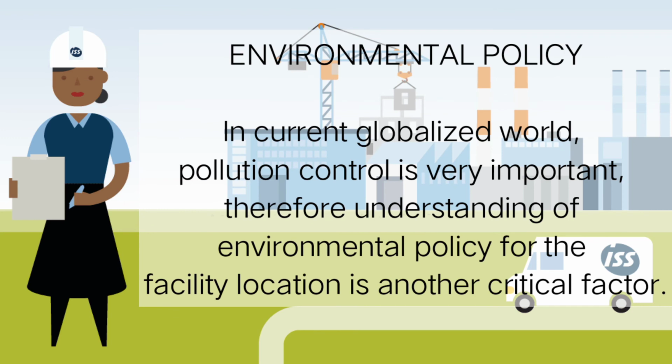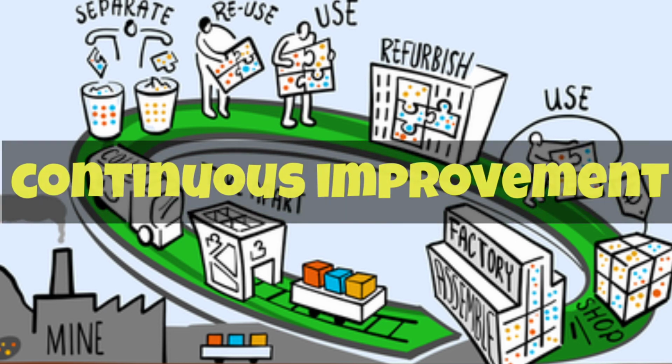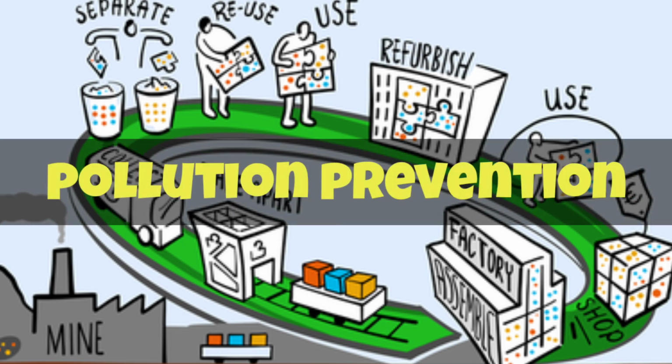The last one to be considered will be the environmental policy. In current globalized world, pollution control is very important. Therefore, understanding of environmental policy for the facility location is another critical factor. Kailangan natin na i-consider yung mga waste reduction, yung energy conservation, yung compliance natin with regulation, yung resource recycling, yung continuous improvement natin, and yung pinaka-importante is yung pollution prevention.